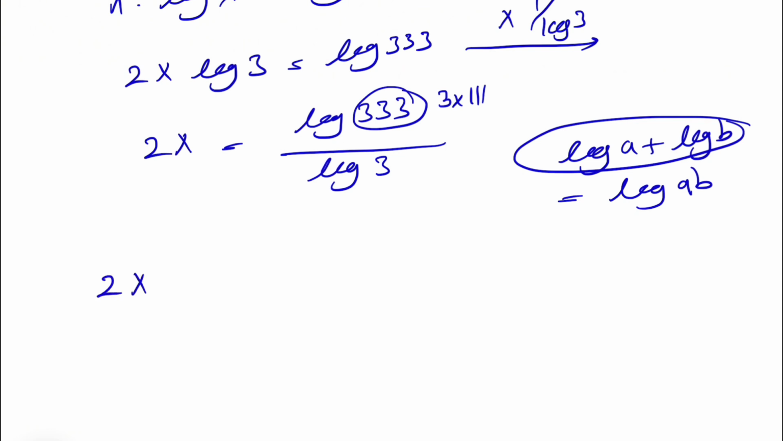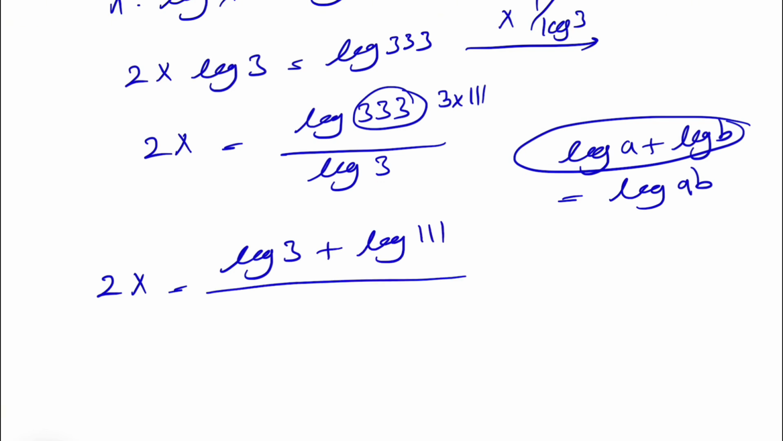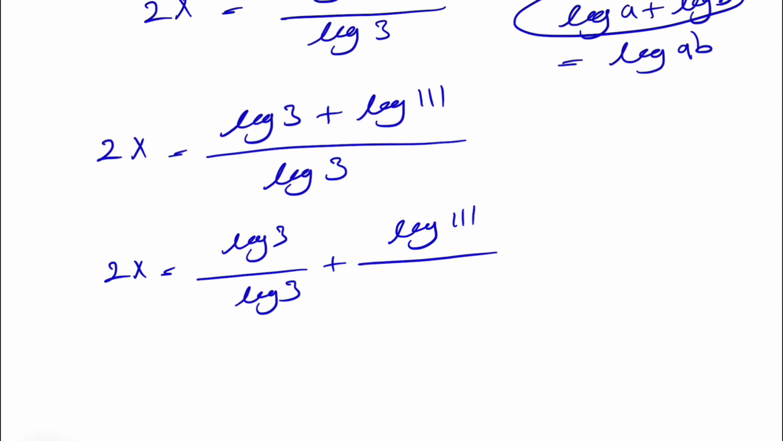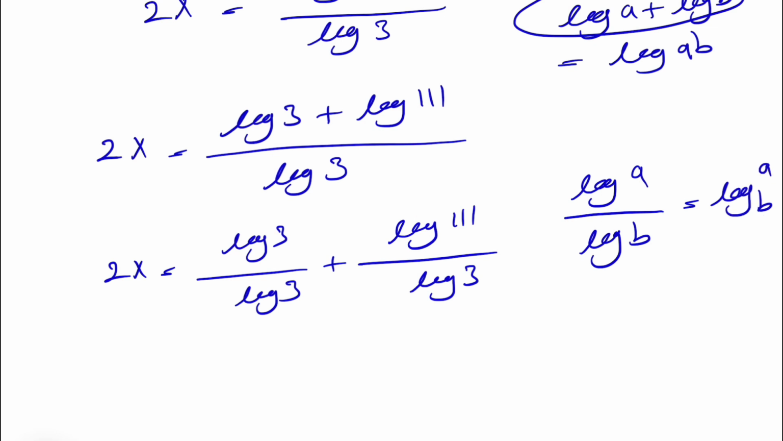So we have 2x, and as I said, we'll have the log of 3 plus log of 111 divided by log of 3, and here we can cancel out the log of 3, so 2x is equal to log of 3 divided by log of 3 plus log of 111 divided by log of 3. From the laws of the log, we know when we have the log of a divided by log of b, this will be equal to the log base b of a.